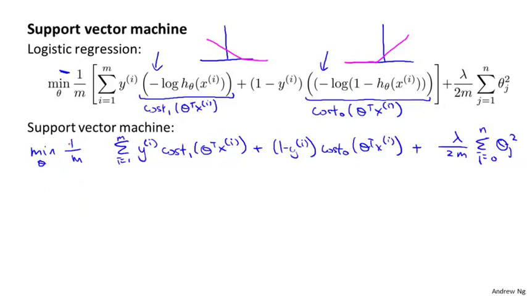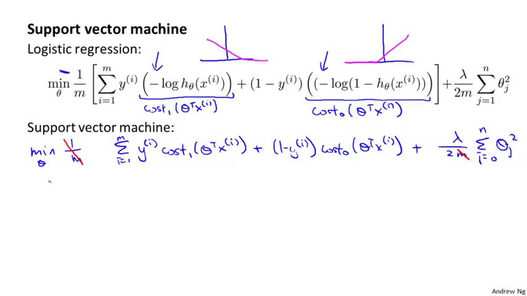What I'm going to do is just get rid of these 1 over m terms, and this should give me the same optimal value for theta, right? Because 1 over m is just a constant, so whether I solve this minimization problem with 1 over m in front or not, I should end up with the same optimal value for theta.